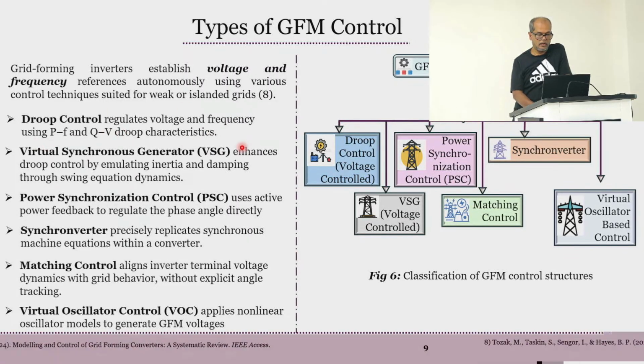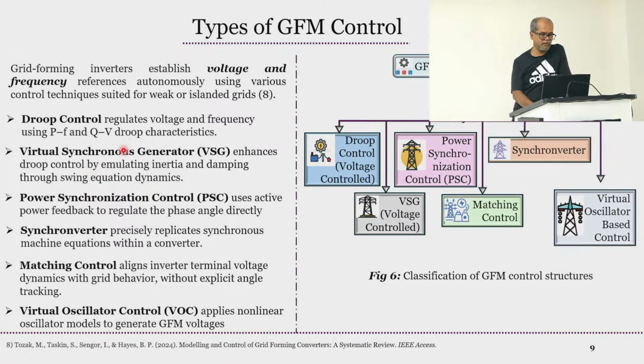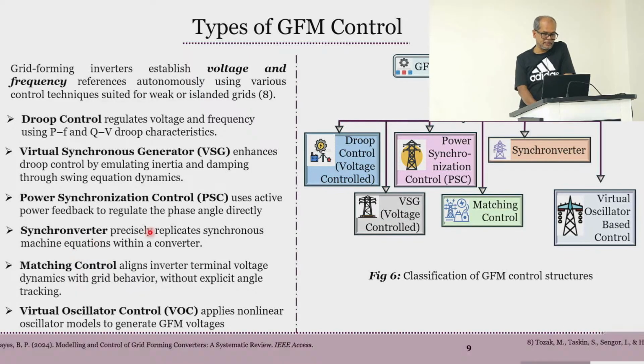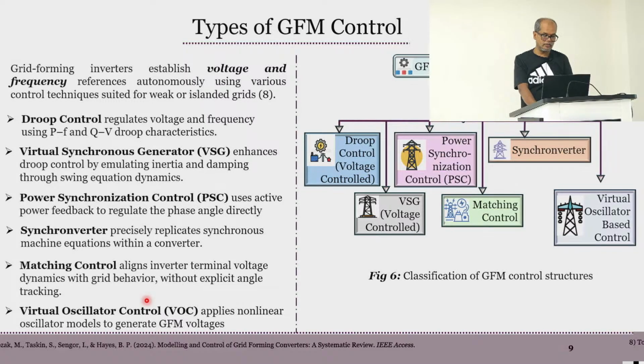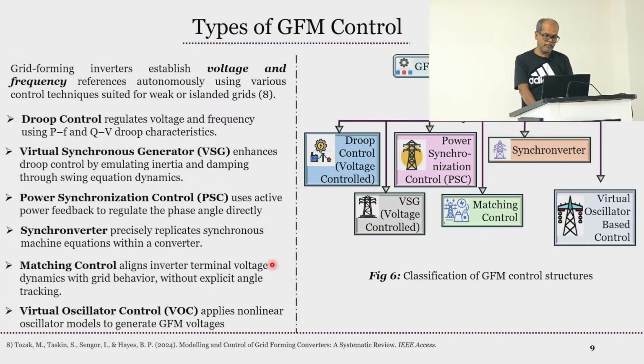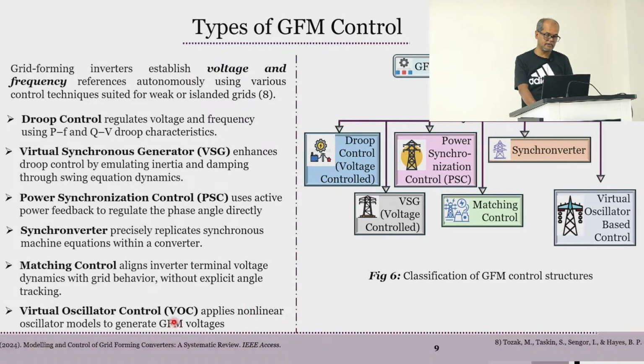Like others, droop control regulates voltage and frequency using frequency and voltage droop. VSM enhances the droop control by emulating the inertia and damping through the machine swing equation, which I believe all of you know. Power synchronization control uses active power feedback to regulate the phase angle directly. The synchro converter precisely replicates the synchronous machine within an inverter, so that's why the name is synchro converter. It's not a synchronous machine, it's a synchro converter. And then virtual oscillator control applies a nonlinear oscillator model to generate the GFM voltage.